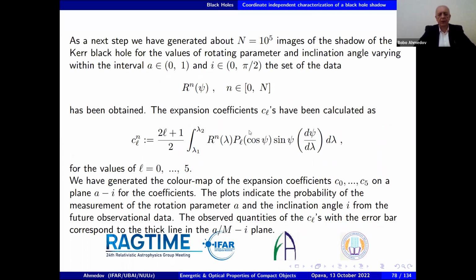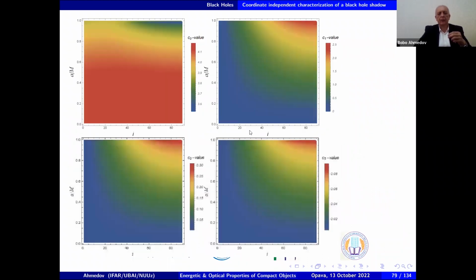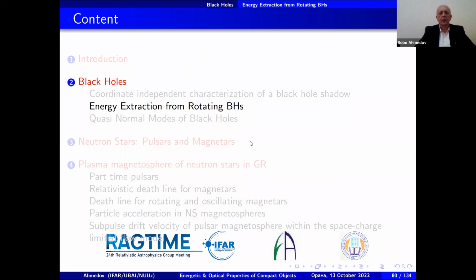So then we were looking, through synthetic images, at how these expansion parameters are responsible for the different measurable parameters of the shadow. So C0 is responsible for the size of the shadow, and for example, other expansion parameters can be responsible for the inclination angle and for the spin of the black hole. This color map shows these things.